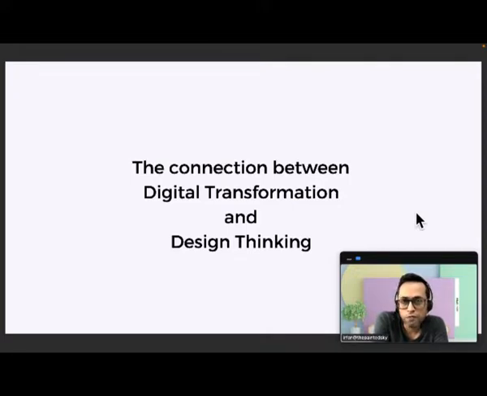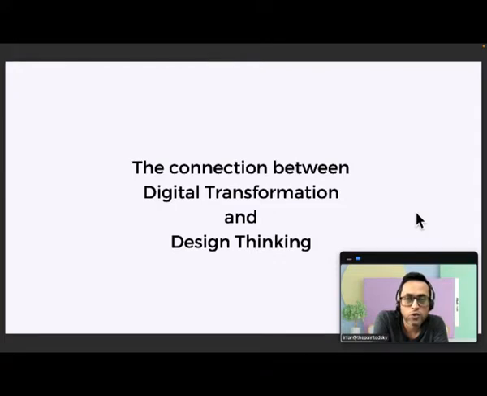So let's quickly define what digital transformation is and give an example to understand it. So here's the definition. Digital transformation is any transformation of the business where you are using digital technology to redefine the way you're doing business, right? Let's take a simple example in order to understand that.